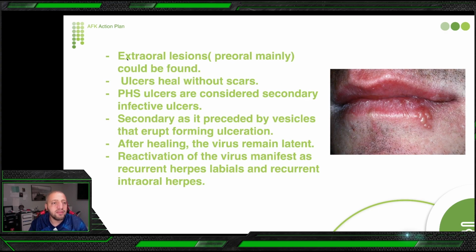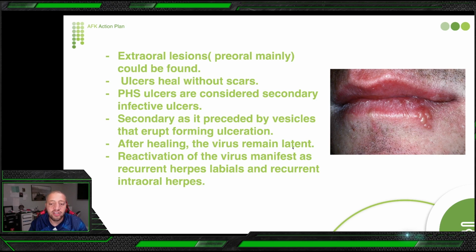This condition sometimes also presents as extraoral lesions, mainly perioral. The ulcers here heal without scarring, and they will be on the lips, outside of the face. These ulcers are considered secondary infective ulcers, as they are preceded by vesicles that rupture, forming ulcers.